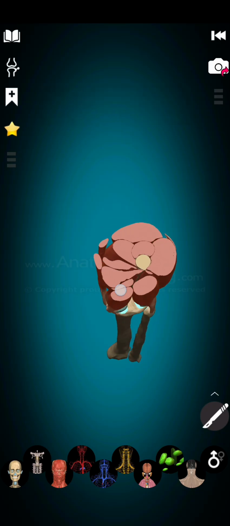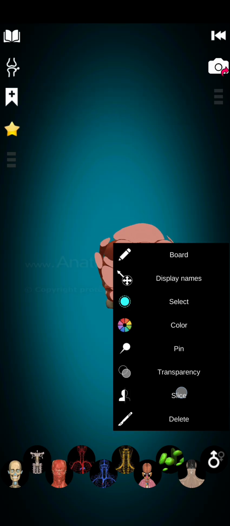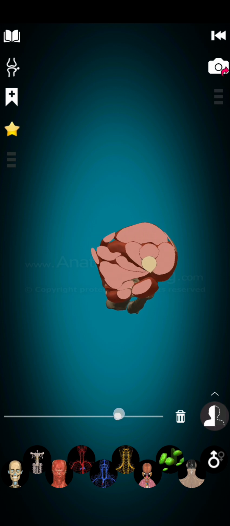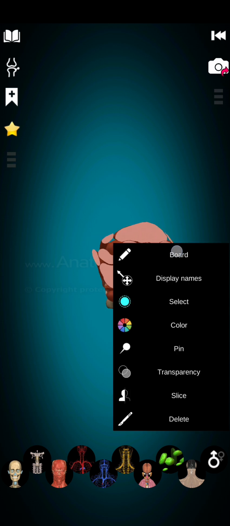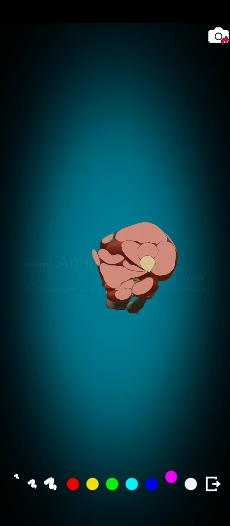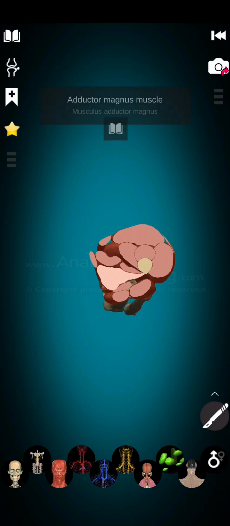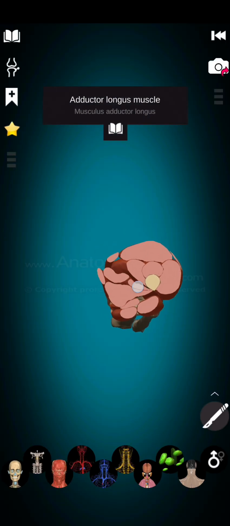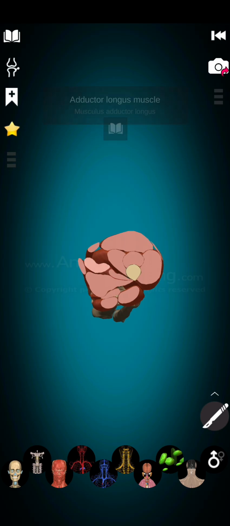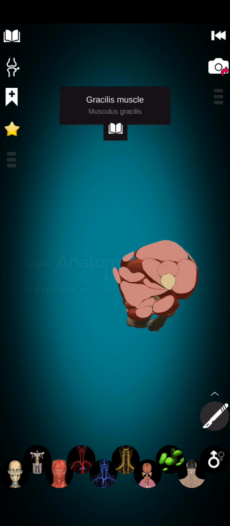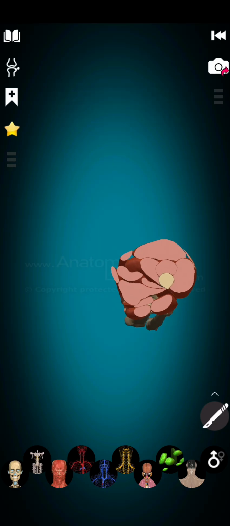And aside from the adductor magnus, we're going to have other muscles such as what? We're going to have the adductor longus and adductor brevis, and this other guy called the gracilis muscle. Okay, but there's another muscle that we can see here. It's called the pectineus muscle. It's also in the medial compartment, but we're just going to see it from this view.